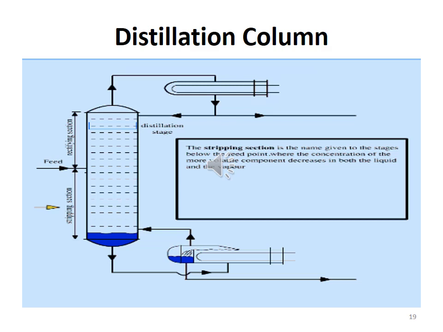However, the stripping section is the portion below the feed point where the concentration of more volatile components decreases in both liquid and the vapor. So these are basically the two parts. One is the stripping section, and another is the rectifying section. These two sections are composed of different components with different volatility. The rectifying section contains more volatile components while the stripping section contains less volatile components.